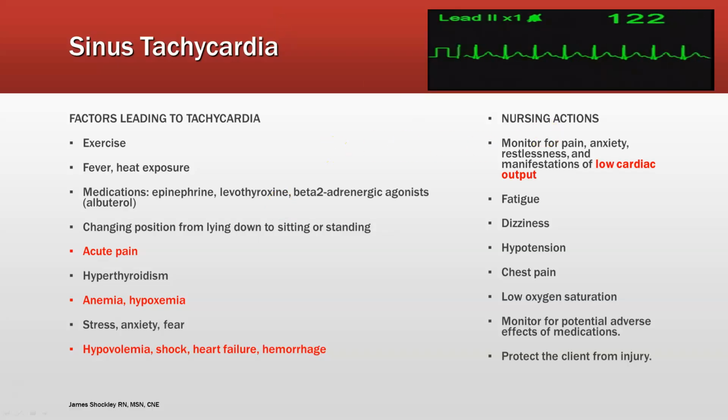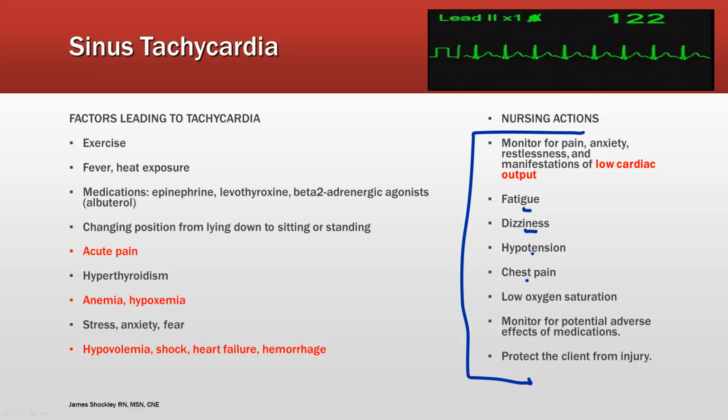So you're going to do your assessments. You're going to monitor for pain, anxiety, restlessness, so your perfusion words. We expect them to be fatigued. Their heart is working harder. We don't expect them to be overly fatigued at 122, but it's that long-term tachycardia. Since you can have issues with perfusion, you can have dizziness, hypotension, and chest pain.